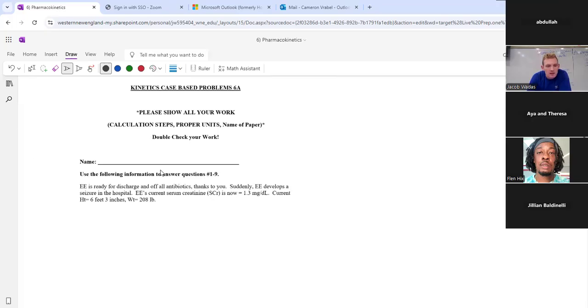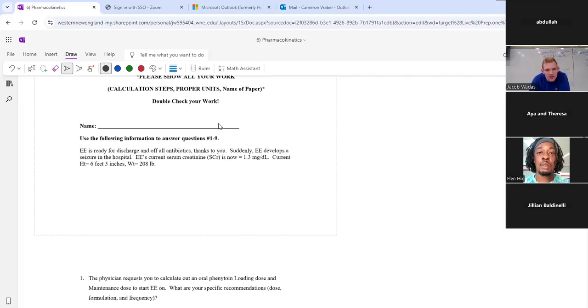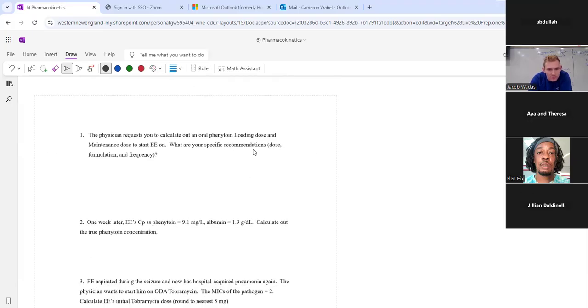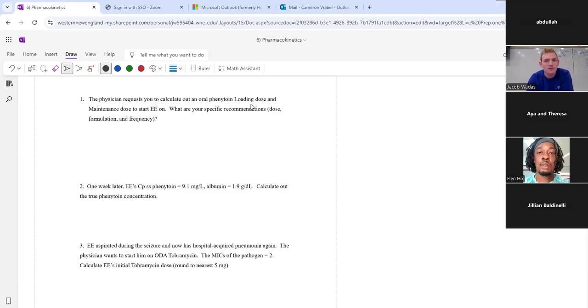All right, EE is ready for discharge on antibiotics. Suddenly EE develops a seizure in the hospital. Current serum creatinine is 1.3. Current height is 6'3" and weight is 208 pounds. So for seizures, we're going to be doing phenytoin. We're going to do a loading dose and then calculate a maintenance dose for him as well.